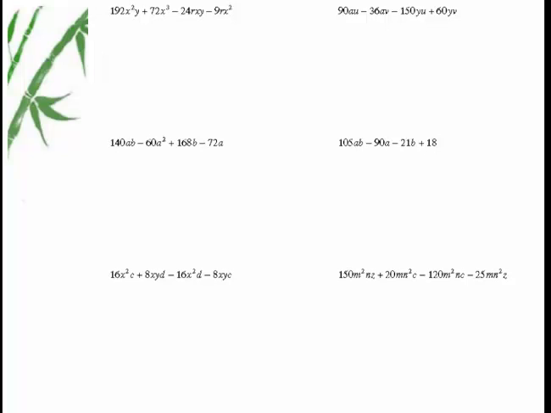Okay, here are some more examples, progressively longer. I have a 192, a 72, a 24, and a 9. Now, a trick to know if something will divide by 3 is if you add the numbers and that divides by 3. So 1 plus 9 is 10, plus 2 is 12, divides by 3. 7 plus 2 is 9, divides by 3, 24 and 9. So I can take a 3 out of this.